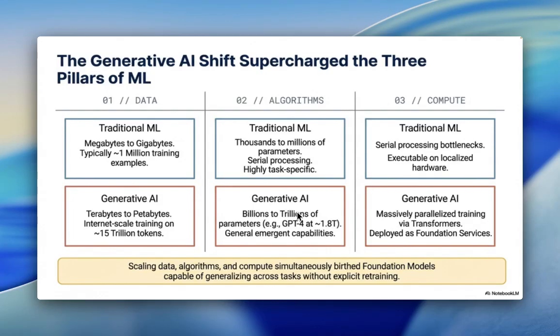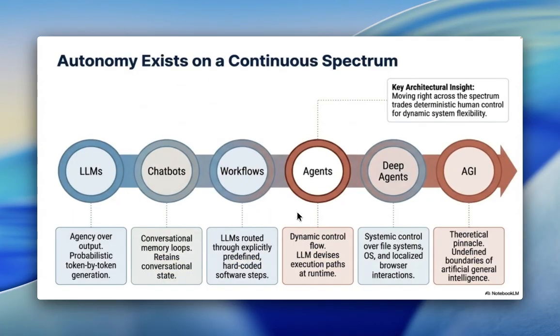Compute. Traditional ML: serial processing bottlenecks, executable on localized hardware. Generative AI: massively parallelized training via transformers, deployed as a foundation service. Scaling data, algorithm, and compute simultaneously gives birth to foundation models capable of generating across tasks without explicit training.